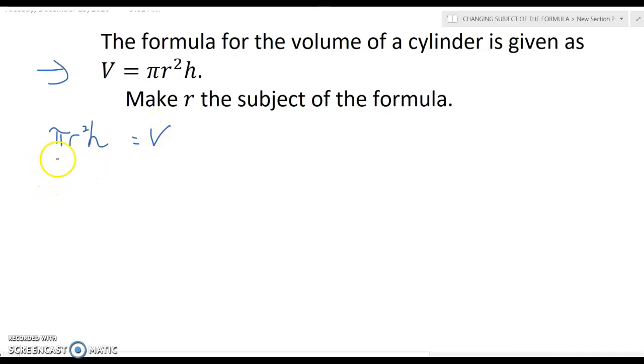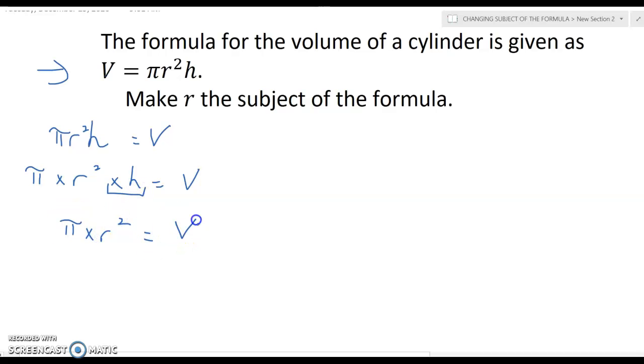Now, remember when you have letters next to each other like this, it really means pi times r squared times height is equal to V. We want to make r the subject of the formula. So let's move across the other letters that are next to the r, right? So if you want, you can move across the times h first. So you get pi times r squared left.